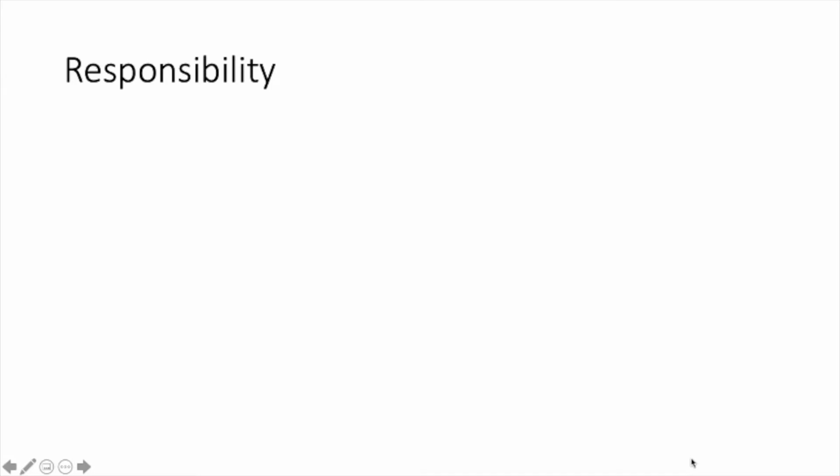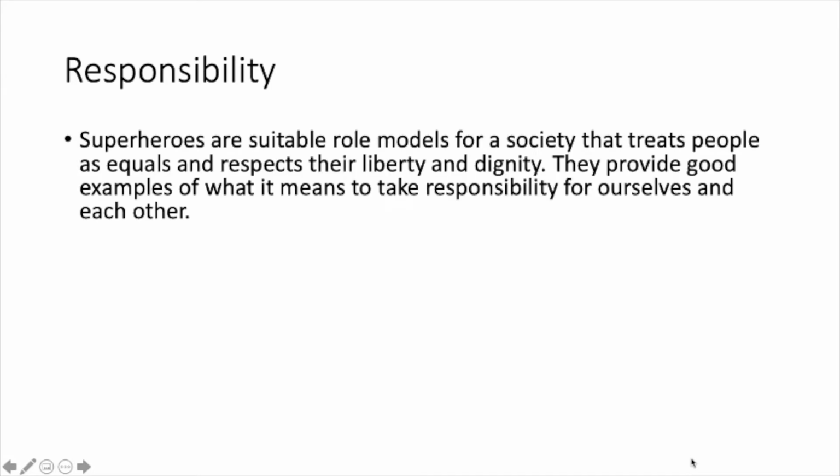So next up is responsibility. Okay, so responsibility and superheroes. So superheroes are seen as role models, okay? So they often treat people with respect and dignity, and they treat people as equals even though they have superpowers, okay? So they provide a good example of what it means to take responsibility for yourself.